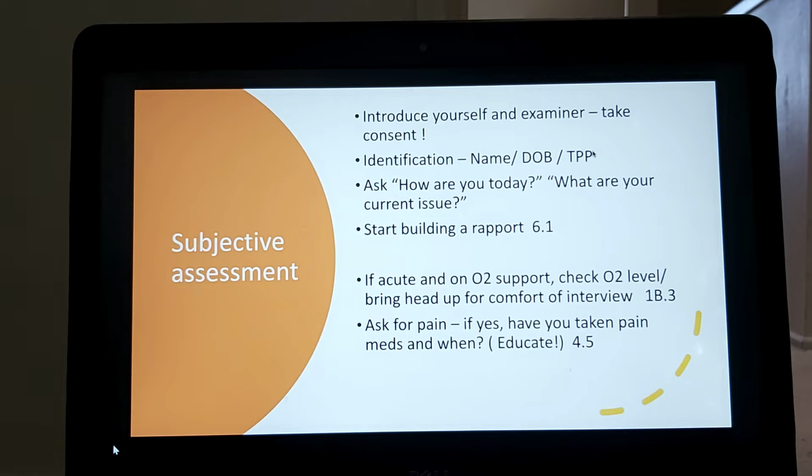Then the second thing is to ask for pain right away. Always at the beginning, please ask for pain, because if they have pain, you have to ask them, have you taken your pain meds? And then if they haven't, you have to say, can I ask the nurse to get pain medications for him? So then this will prompt the examiner to say, that's all good. The nurse has come and given the medications.